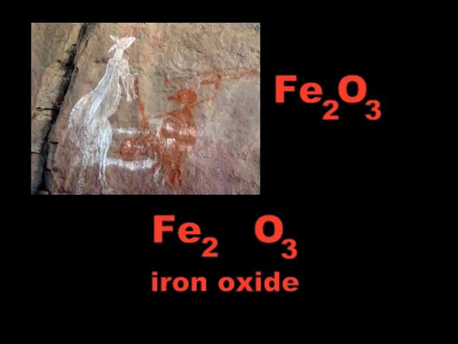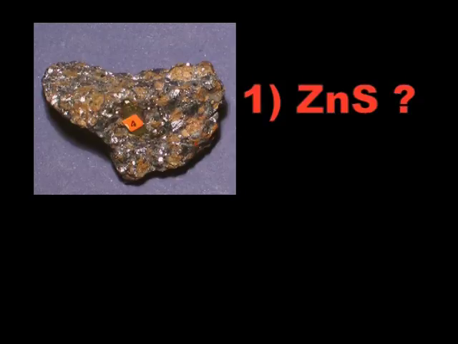Here we have the formula for the brown pigment used in ancient Kakadu Aboriginal art. We split the formula in two. The second bit is a non-metal, so we use the IDE word oxide. Now it's your turn. This is fluorite ore from Broken Hill.